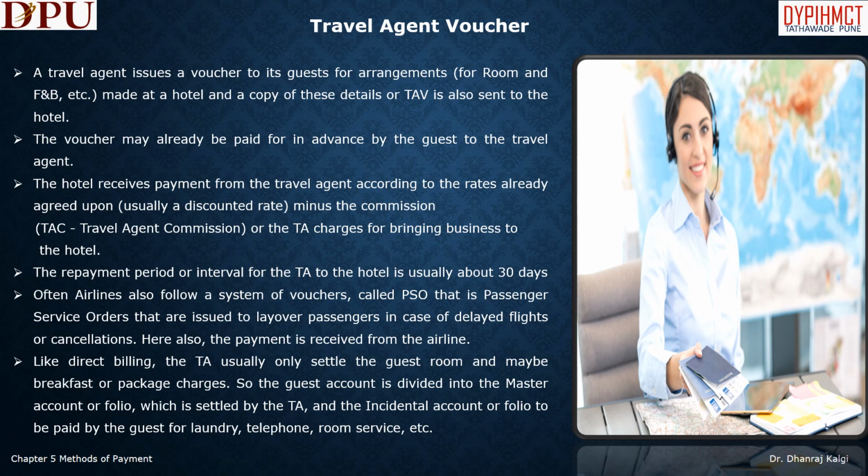Often airlines also follow a system of vouchers, called PSO, that is passenger service orders, that are issued to layover passengers in case of delayed flights or cancellations. Here also, the payment is received from the airline. Like direct billing, the TA usually only settle the guest room and maybe breakfast or package charges. So the guest account is divided into the master account or folio, which is settled by the TA, and the incidental account or folio to be paid by the guest for laundry, telephone, room service, etc.